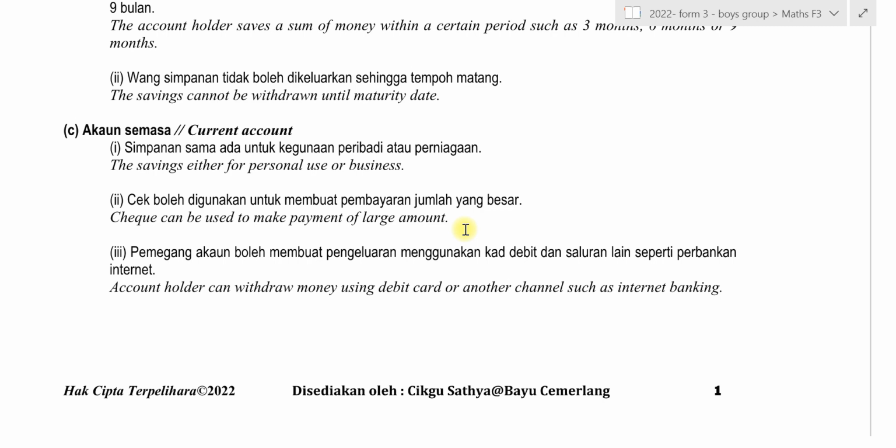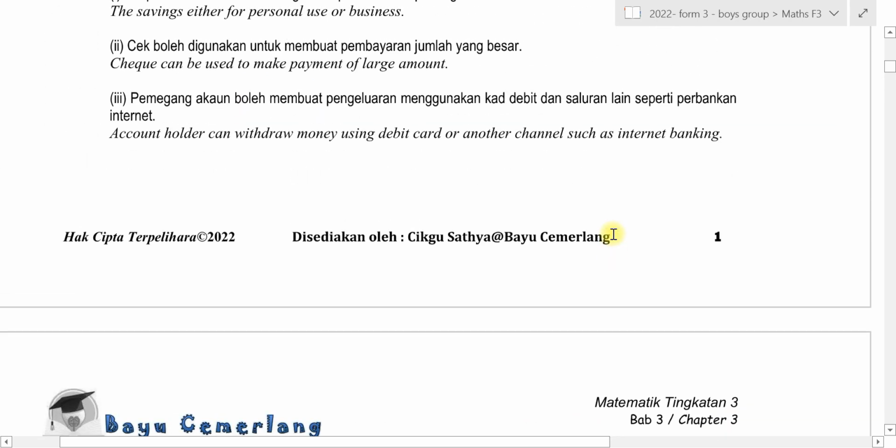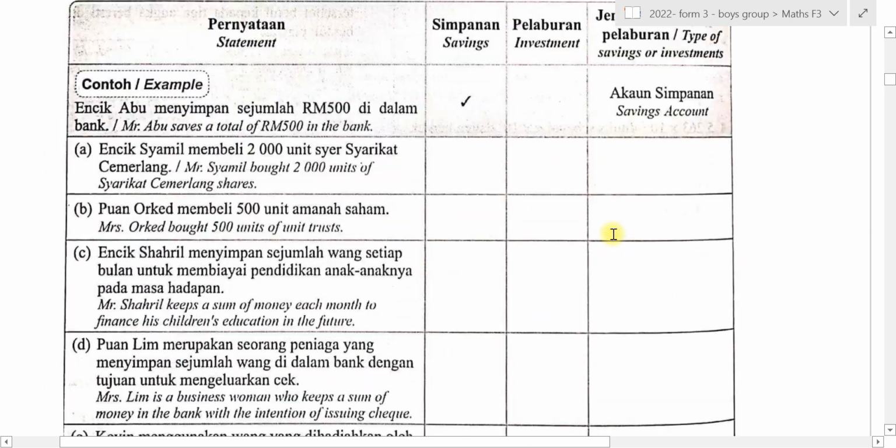The receiver of the check goes to the bank and can convert the check into cash later on. That's how a check works. The account holder can withdraw money using a debit card or another channel such as internet banking. Also, this is not only for current accounts. Now, for normal accounts we also use internet banking. You all know already what types of savings there are.